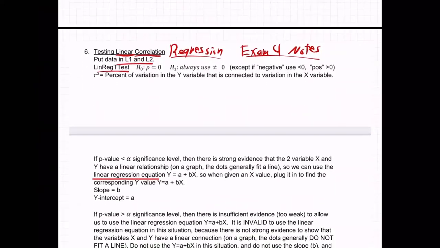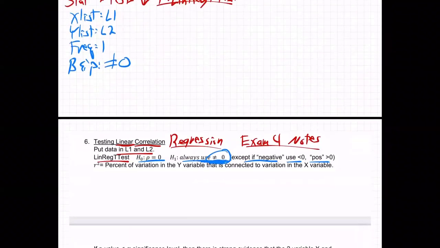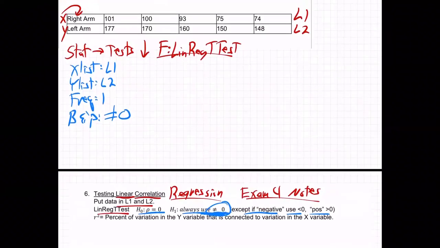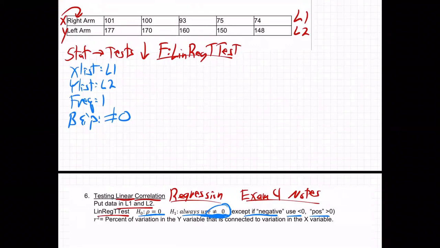How do we know that? Notice on the notes here, for H0, it's equal to 0, and for H1, it's always used not equal to 0. I just added that to the notes, so that's an update. You may or may not have the most recent update to the notes. If you don't, add that into your own notes. That'll help you. Always use not equal to 0, except if it specifically says negative, use less than 0, or positive, greater than 0, but it's almost always not equal to 0. Ours doesn't say negative or positive, so use not equal to 0 there. And go down and calculate.